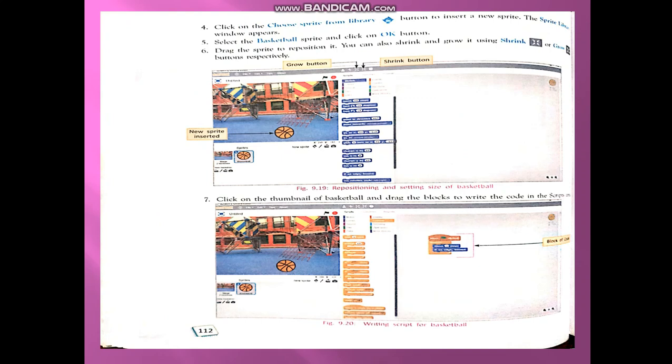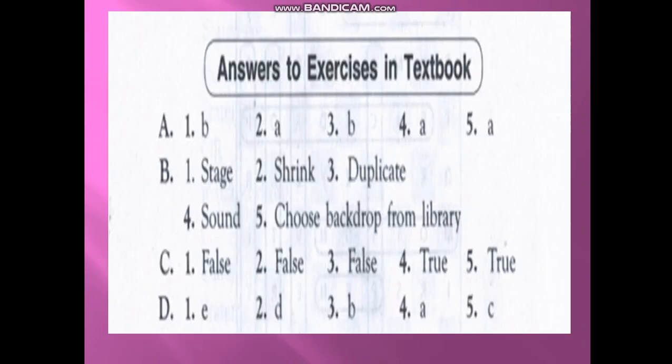Next, click on the thumbnail of the basketball and drag the blocks to write the code in the script. Next, you click on the green flag to execute the project. These are the steps for bouncing the ball. Next, you come to the book exercise answers.